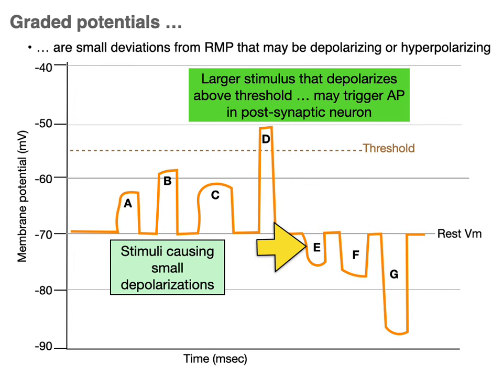Here in E, F, and G, notice that there are grades of becoming hyperpolarized, and there's stimuli causing hyperpolarization, getting farther away from threshold, so that would be an inhibitory response.